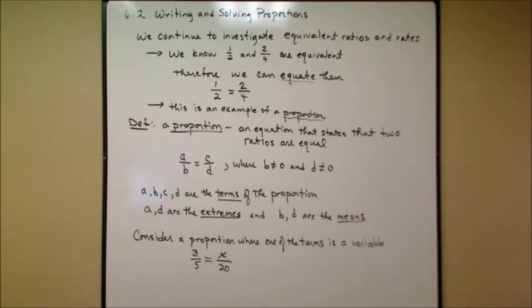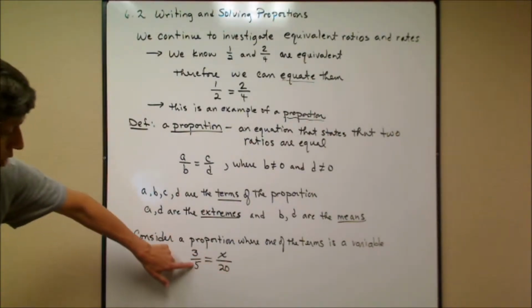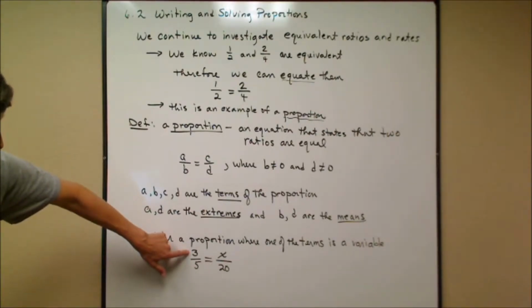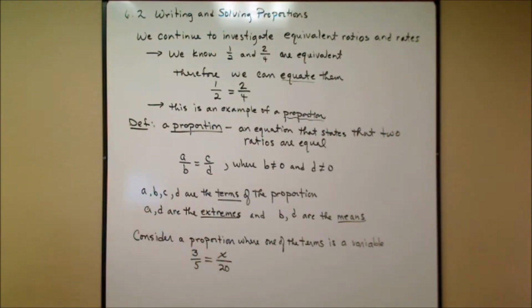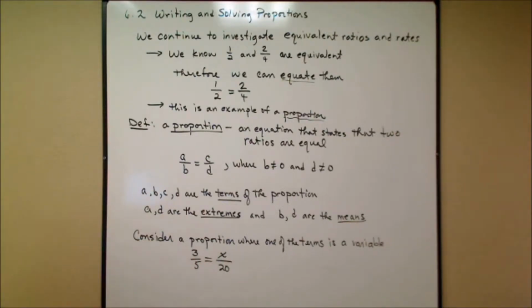Now we can look at this one and say, well, if we multiply 5 by 4, we'll get a 20. So if I multiply the bottom by 4, I'll multiply the top by 4, and that better be a 12. X better be 12. Well, there's a little more efficient way to determine that, rather than just sitting back and looking to see what we have to multiply one by to get to the other, because sometimes it's a fraction. And that's what we're going to look at next.